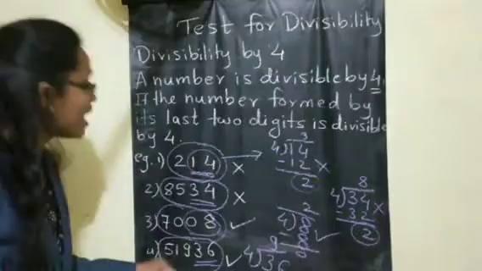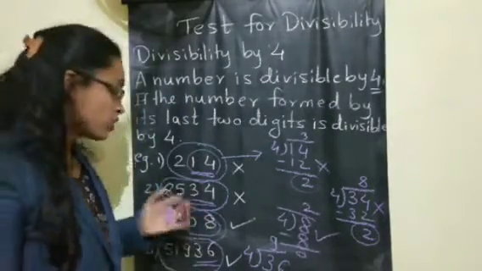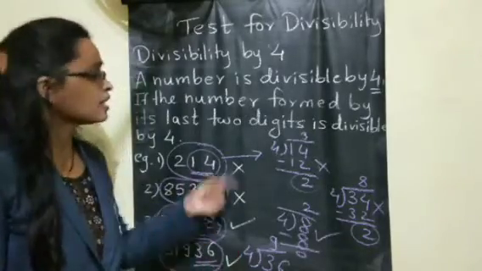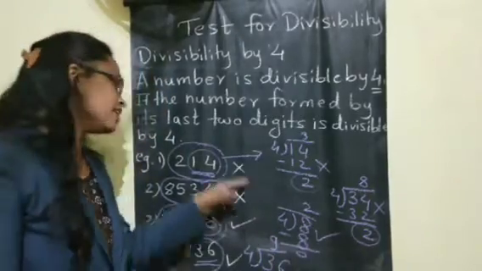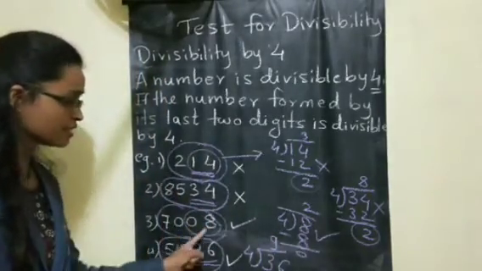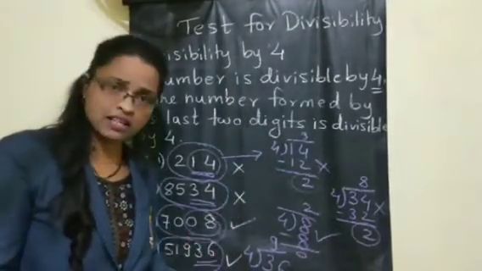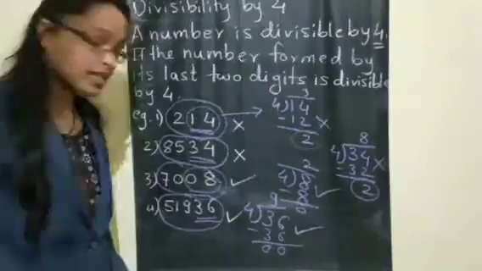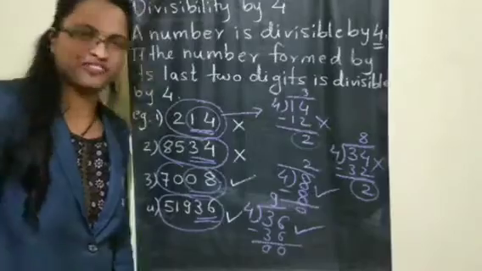Like this you people have to check for the divisibility by 4. Whatever the big number is there, only select last 2-digit number, divide with 4, and if the exact division is there, then that full number is divisible by 4. If the division is not exact, some remainder is there, then that full number is not divisible by 4. Like this you have to solve and check for the divisibility by 4.